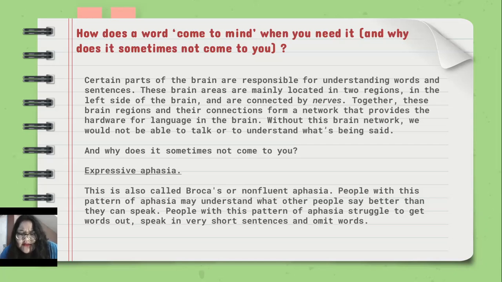And why does it sometimes not come to you? Expressive aphasia. This is also called Broca's or non-fluent aphasia. People with this pattern of aphasia may understand what other people say better than they can speak. They struggle to get words out, speak in very short sentences, and omit words.